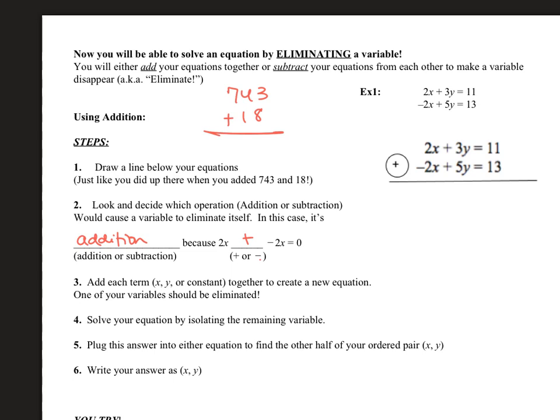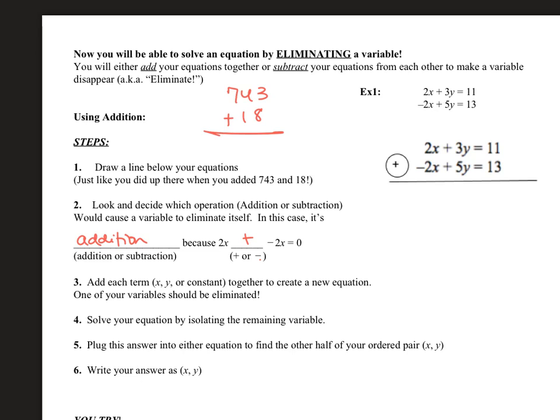And so now we're going to add each term, x, y, or constant term, together to create a new equation, and one of your variables should be eliminated. Now I call this the tap, tap, tap method, and if I was in class teaching you, I'd actually be touching the whiteboard, and so I would say 2x plus negative 2x. Well, that's 0. It's gone. I don't even have to write it. And you can actually hear me tapping, right? So I'm touching these things.